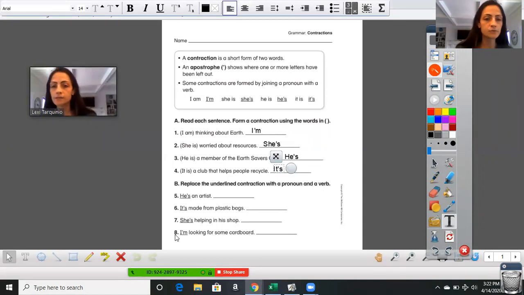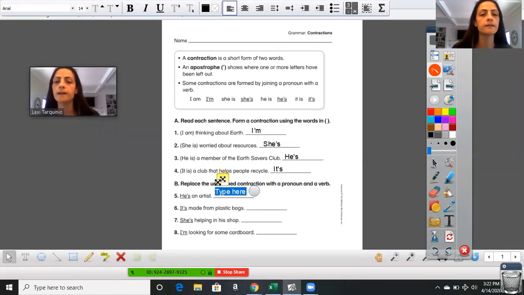Now, in these directions at the bottom, replace the underlined contraction with a pronoun and a verb. He's an artist. Well, what is that short for? What two words did they combine to make a contraction? He's an artist. He is an artist. It's made from plastic bags. It's, contraction for it is. She's helping in his shop. We combine two words. She is. She is helping in his shop.